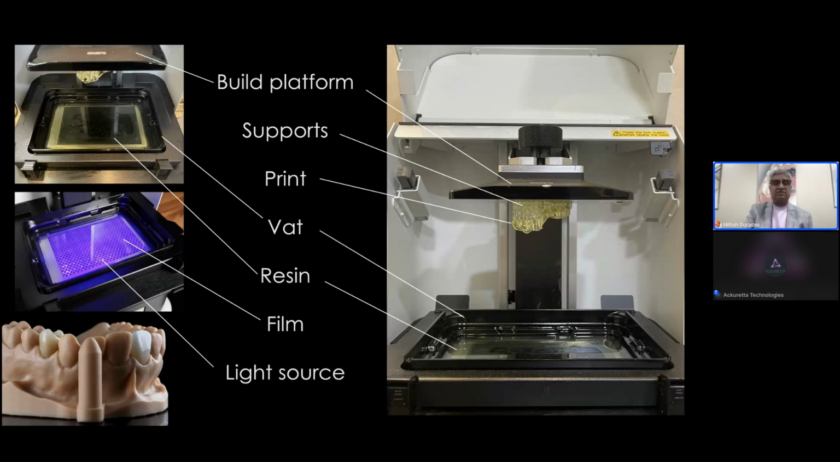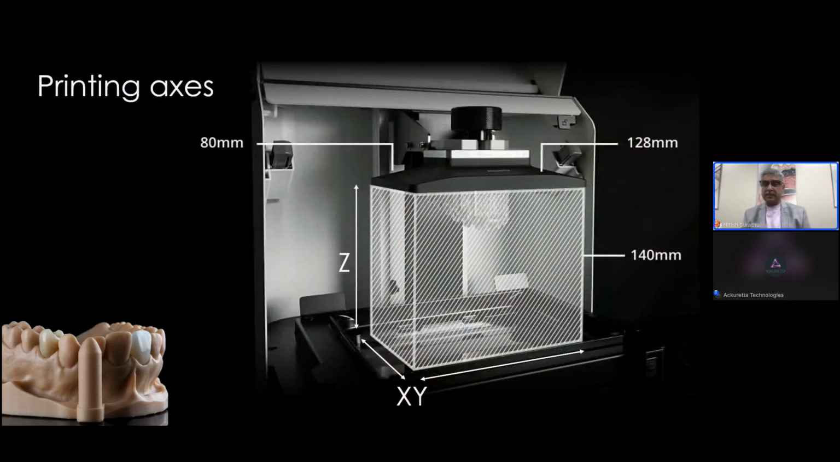We'll go in this very same order. We'll talk about the platform, we'll talk about supports, the print, the vat, the resin, the film, and eventually the light source. And all of these can be a contributor to a failure. And so there are some basic things which we need to get right with these things.